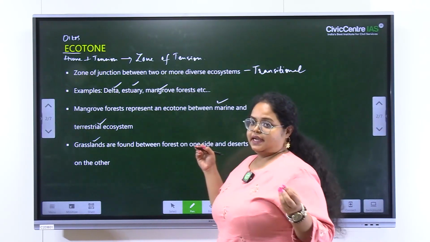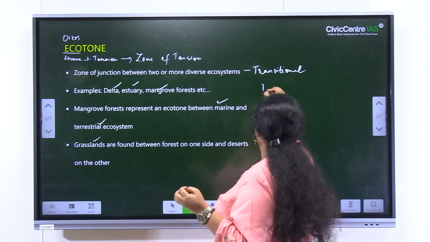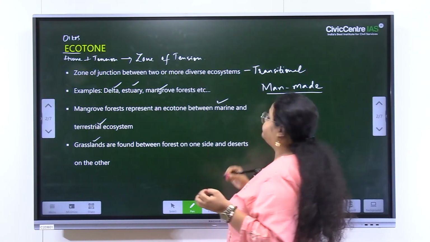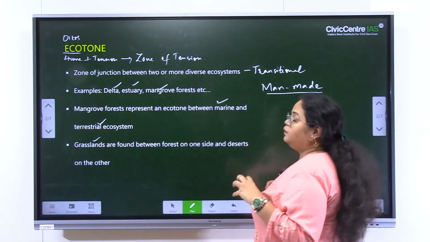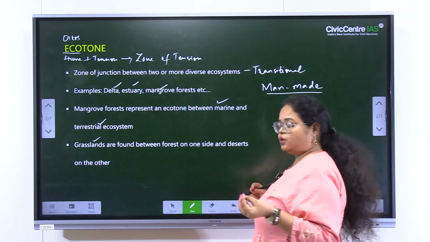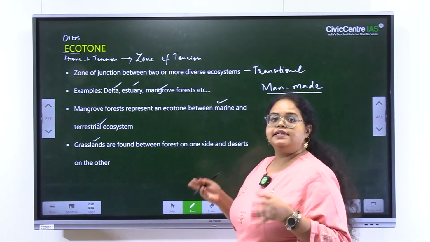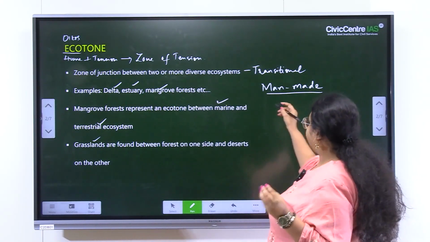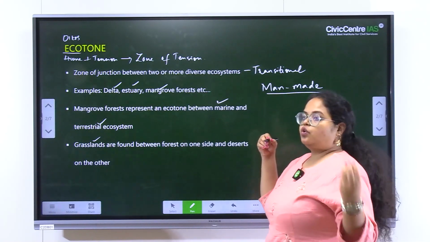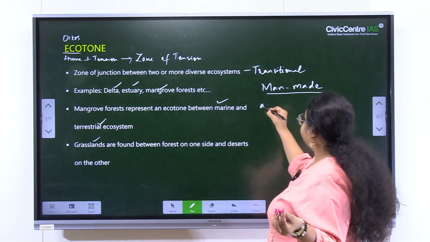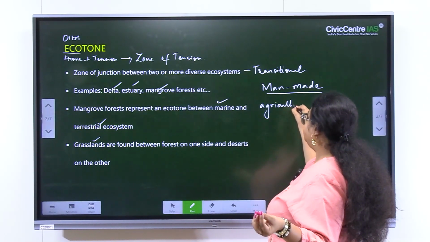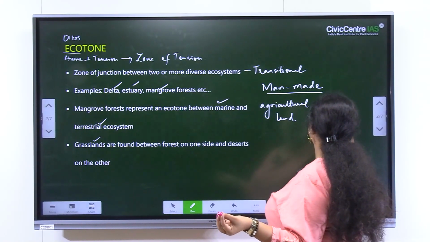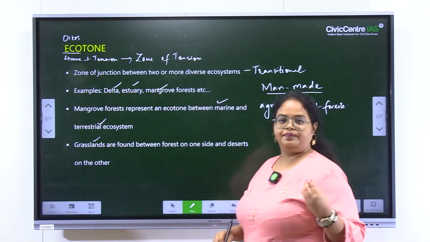So we need to understand that the ecosystems are not just natural but they are also man-made. By the definition of ecotone, any zone that is in transition between two diverse ecosystems is called an ecotone. So any transitional zone between a man-made ecosystem like an agricultural land and a forest is also known as an ecotone.